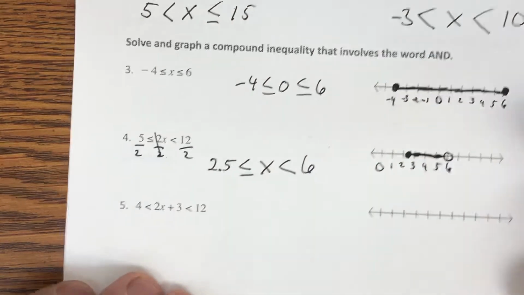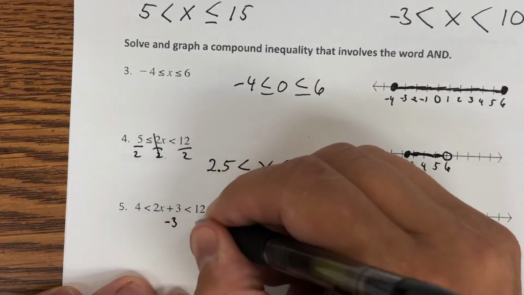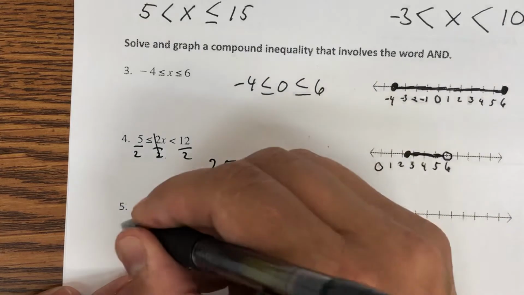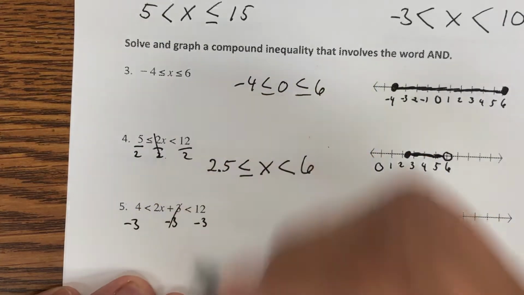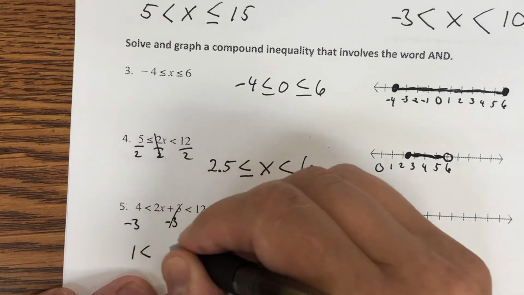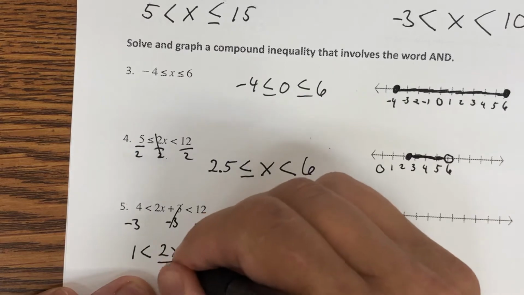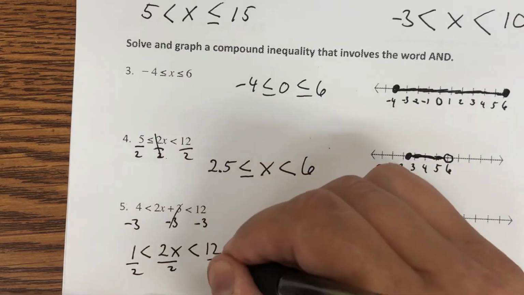All right, next one. A couple steps this time. Same process. Add and subtract before we multiply and divide. So I'm first going to move our 3 by subtracting 3. If I do it to one part, I have to do it to the others. Cancels. 4 minus 3 is 1, less than 2x, now less than 12. Divide by 2, divide by 2, divide by 2.